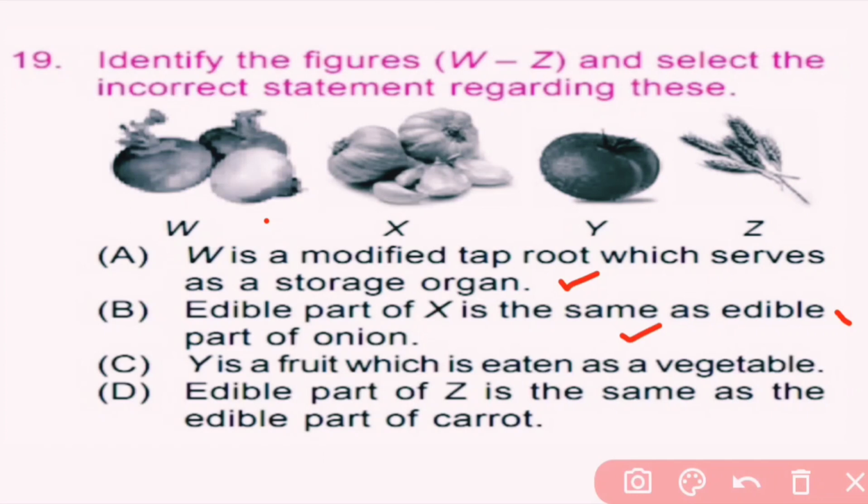Option C, Y is tomato and it is a fruit which is eaten as a vegetable. It is also a correct statement. Option D, edible part of Z is same as the edible part of carrot. Here Z represents wheat which has edible seeds and carrot is a root. So it is an incorrect statement. So here D is the correct answer.